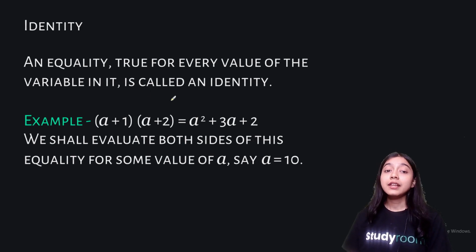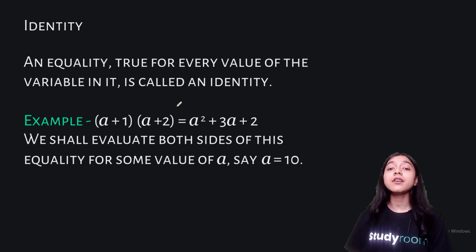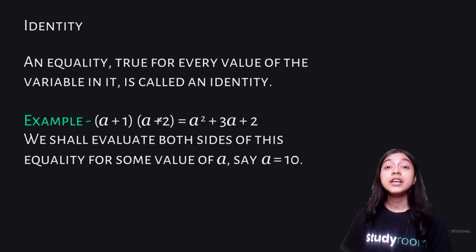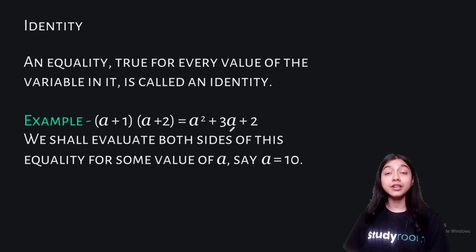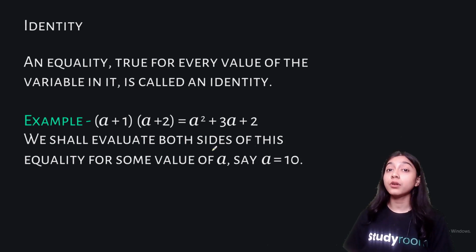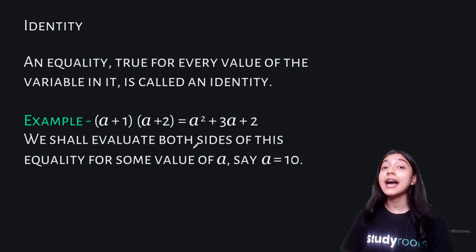This means that this entire expression is equal or identical to this expression. So in this case, we can say that this entire expression is an identity. This means that whatever value of a we put on the left hand side, if we put the same value of the variable on the right hand side, then the answer that we get on the left hand side will be equal to the answer that we get on the right hand side. When this happens, such an expression is known as an identity.